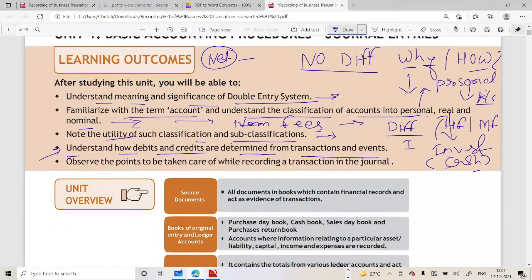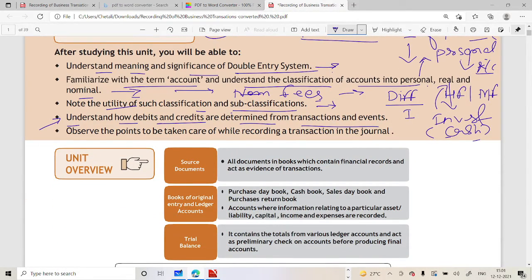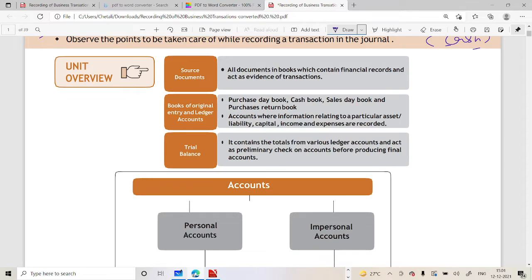Okay, so those are the key points we wanted to cover in this session. Let's see how we can cover them.